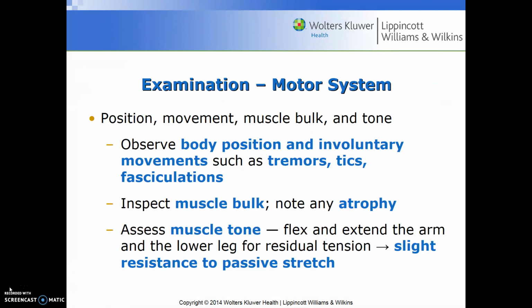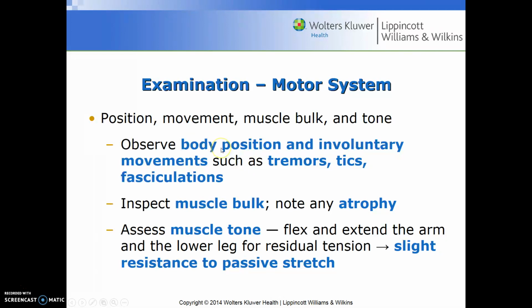When you're examining the motor system, I want you to keep in mind that the motor pathways are complex avenues that extend from the upper motor neurons through the long white matter tracts to the synapse with the lower motor neurons and continue to the periphery through the peripheral nerve structures.